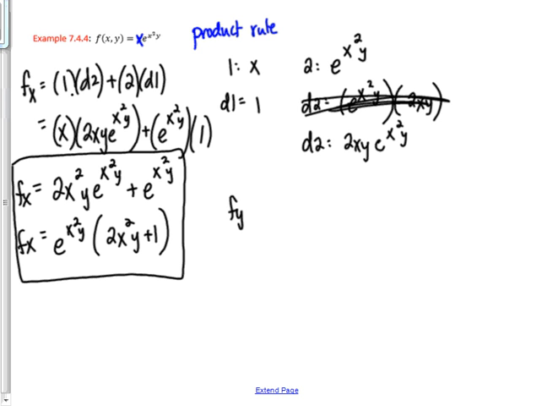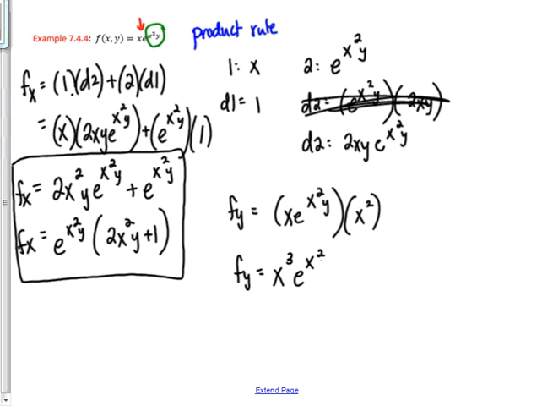And now fy is the easier one, okay? Because there's no y on the front, that x is treated as a constant. I don't have to do a product rule. I just take the derivative like normal. You copy down your problem, and you multiply by the derivative of the exponent. Well, the derivative of the exponent with respect to y would just be x squared, because the derivative of y is 1. So this one is a little bit easier, because if I multiply those x's, I get x cubed e to the x squared y.